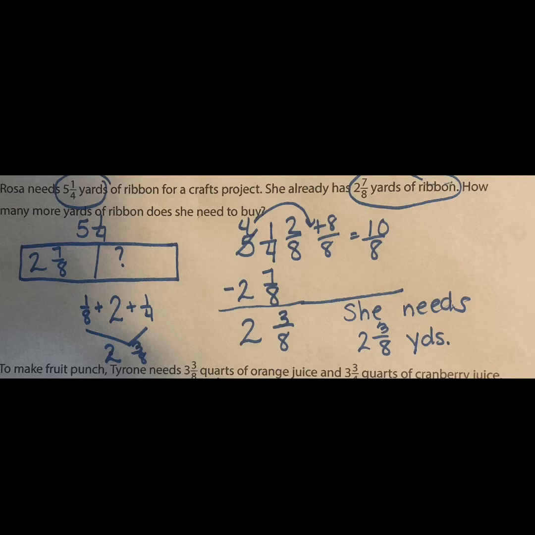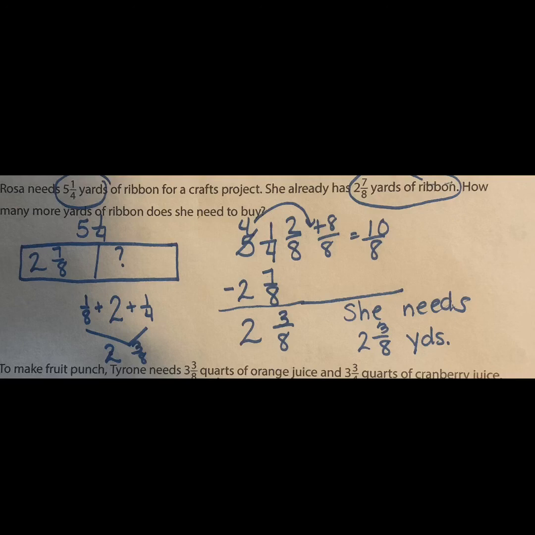Now the other part is standard algorithm. It might look a little complicated. You could have changed it to improper fractions if you wanted to, and then there would be no regrouping. I started with 5 1/4 minus 2 7/8. They both go into eighths, so 1/4 is equivalent to 2/8. Now here's where I had the problem. 2/8 minus 7/8. I cannot do that because 2/8 is smaller than 7/8.